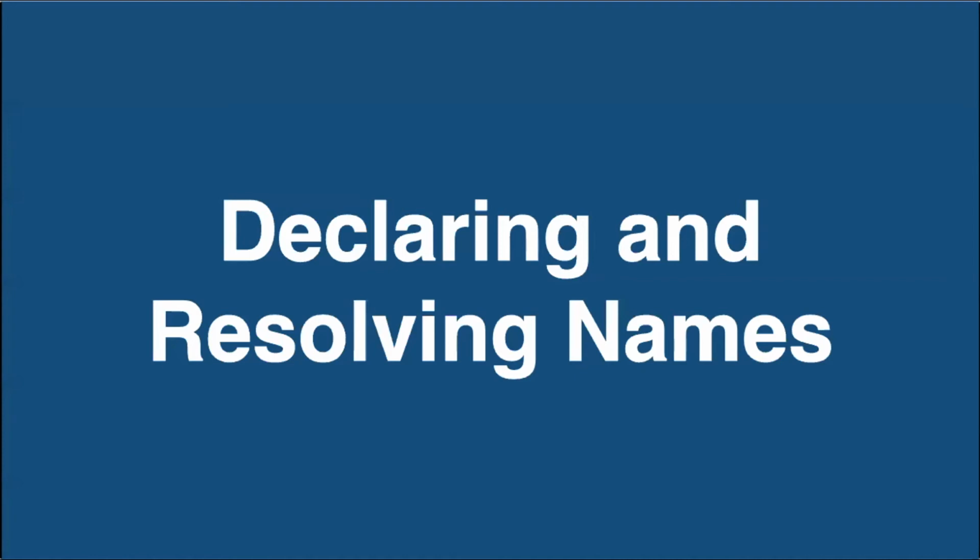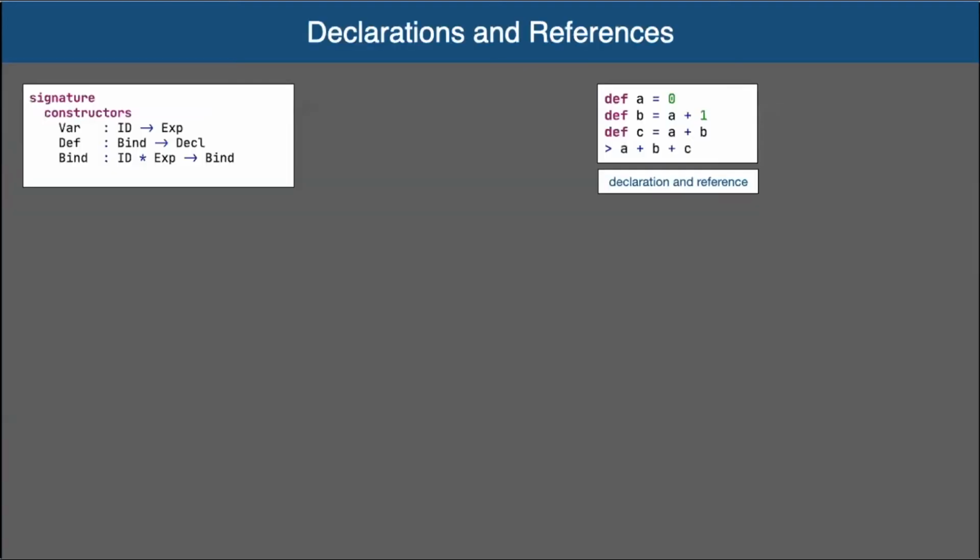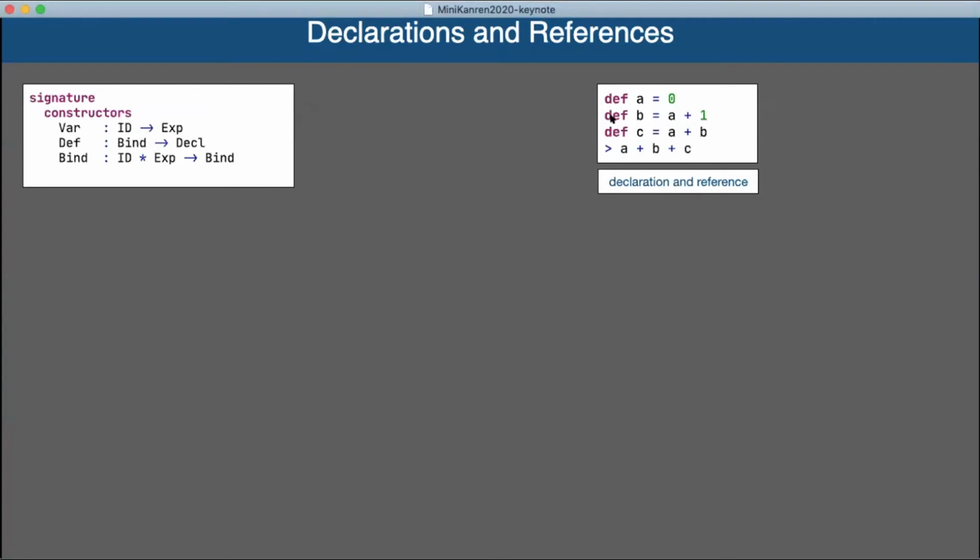All right, so how does that work? Let's look more closely at some examples. So here we have our language. We start with simple definitions, declarations, and references. In this language we have bindings that bind an expression to a variable, and they also declare that variable. And in these expressions, we have references to variables with the var constructor.